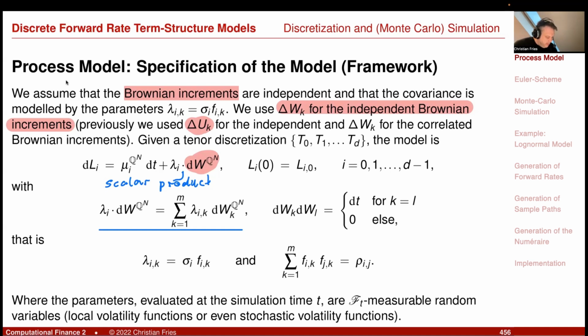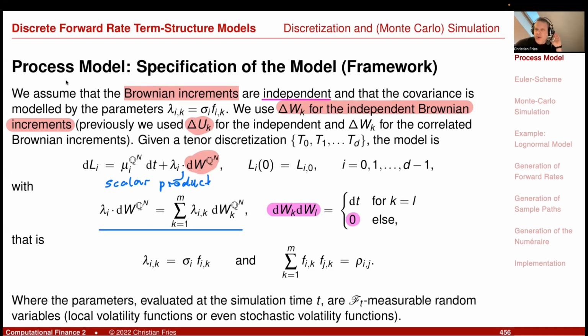My Brownian increments are independent Brownian increments. So that means I have that dW_k dW_l is 0 for k not equal to l.